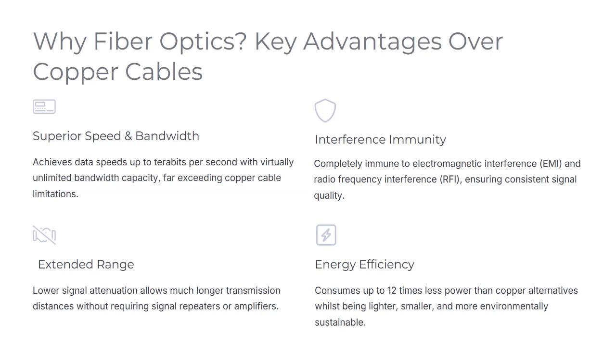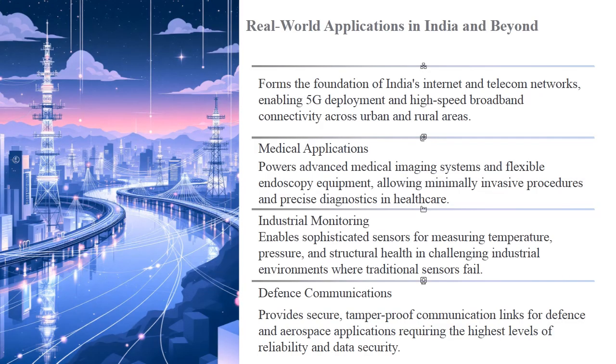And finally, we have energy efficiency. It consumes less power than the copper alternatives. We know that there are heat losses in copper wire transmissions, and all these disadvantages can be overcome by this fiber optic communication, and it is environmentally suitable. This is an important advantage over conventional copper cables.